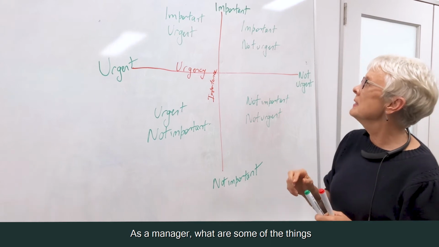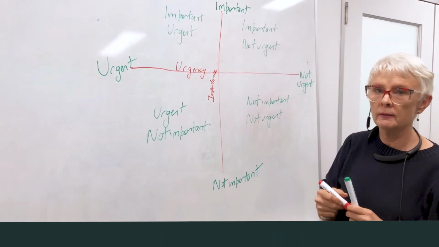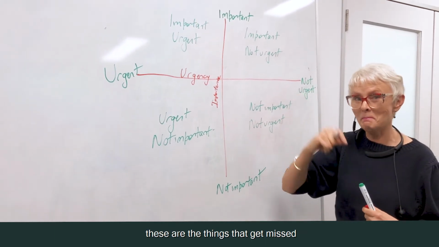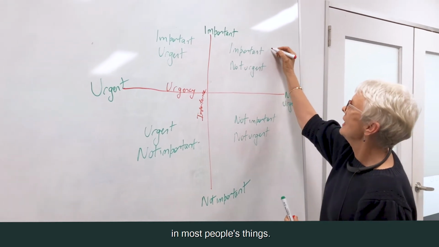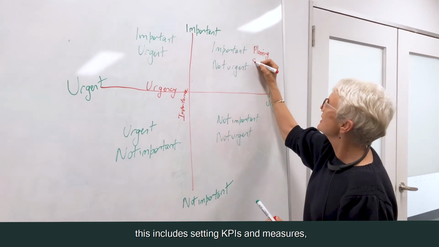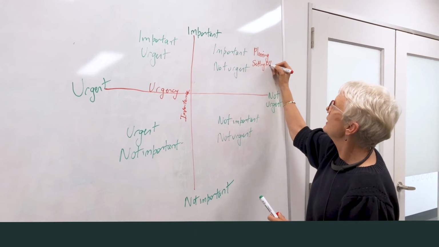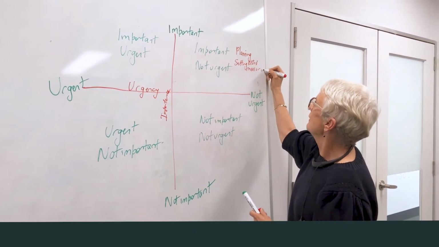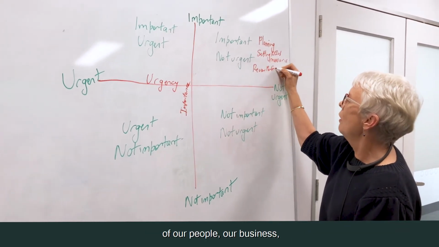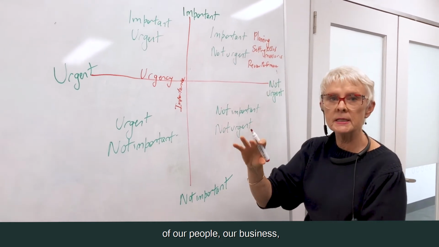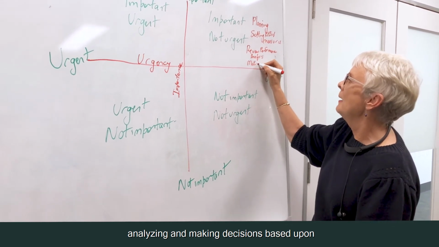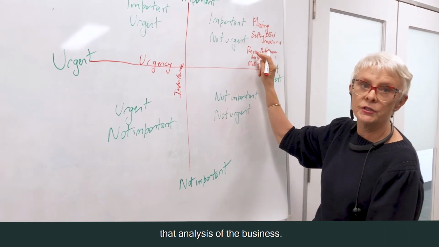what are some of the things that are important and not urgent? This includes, and in my experience, these are the things that get missed in most people's things. This includes planning. This includes setting KPIs and measures. This includes things like reviewing performance of our people, our business, analysing and making decisions based upon that analysis of the business.